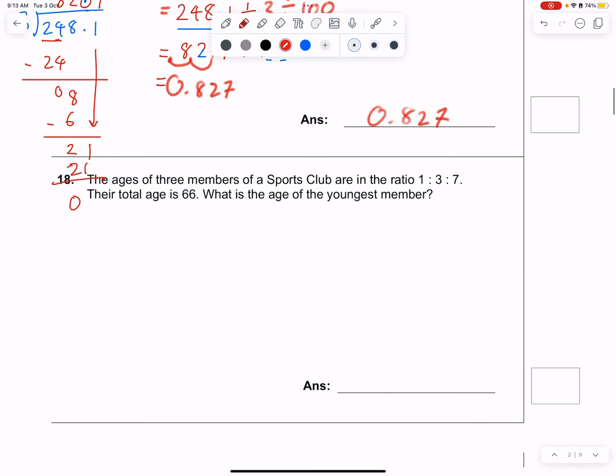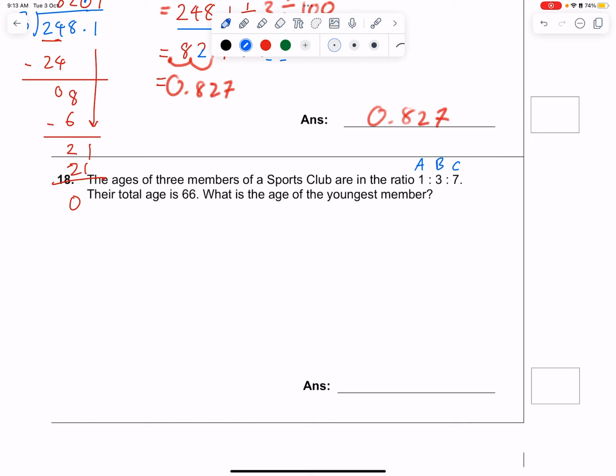Next, the ages of 3 members of a sports club are in the ratio 1:3:7. So basically, position matters. So there are 3 members. To make things easier, I'm going to say A, B, and C. Members A, B, and C. So their total age is 66. What is the age of the youngest member?